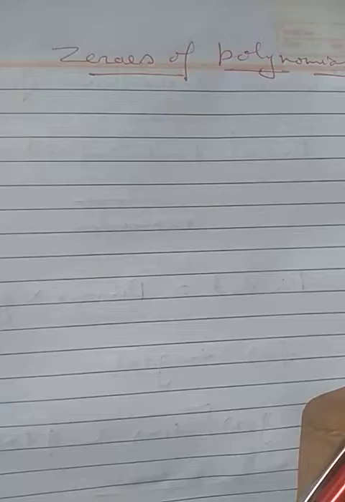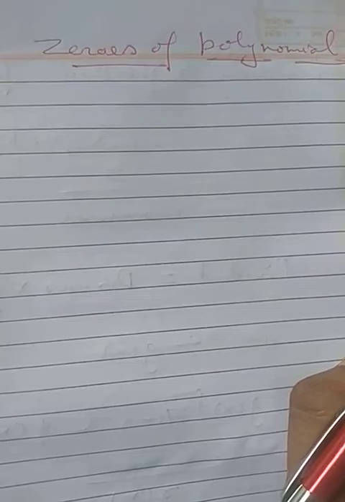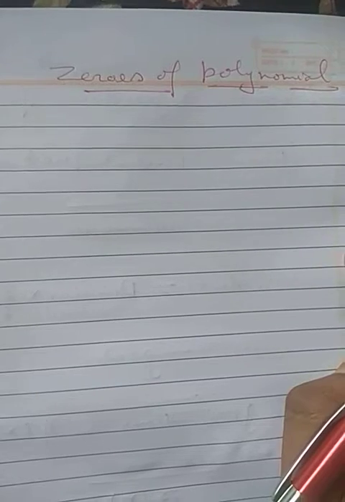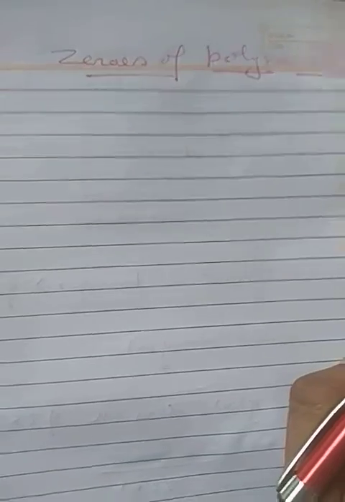Before that, we would like to remind you that we have studied the types of polynomials: constant, linear, quadratic, cubic, and biquadratic. We also studied the division algorithm of polynomials, by which we know that a equals bq plus r, or p(x) equals q(x) into g(x) plus r(x), or f(x) equals g(x) into q(x) plus r(x). If the remainder is 0, then g(x) will be a complete factor of f(x).